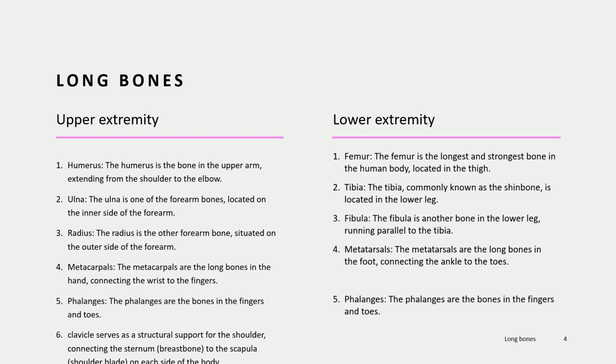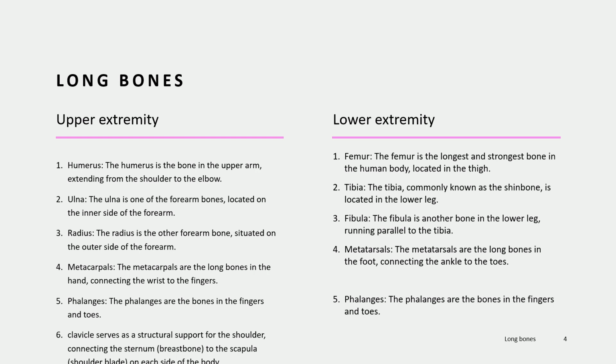In the upper extremities, we have the humerus, and the humerus is the bone in the upper arm that goes from the shoulder to the elbow. In the forearm, we have the radius and the ulna. The radius is on the thumb side and the ulna is on the little finger side. If I shake somebody's hand, it's my radius bone that is on the top.